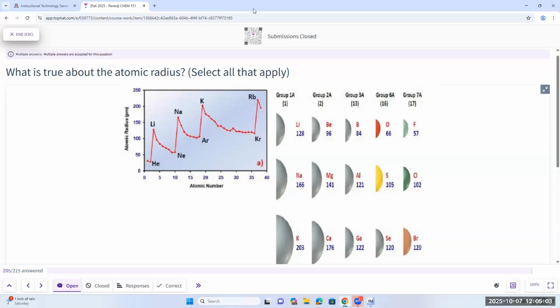The next period starts from lithium. Lithium to neon. What has happened to the size? It has in general decreased. Next period, sodium to argon. What has happened to the size again? Decrease. Potassium to krypton again, decrease. So across the period, the size of the atom decreases. Any questions about that? That's the first observation.